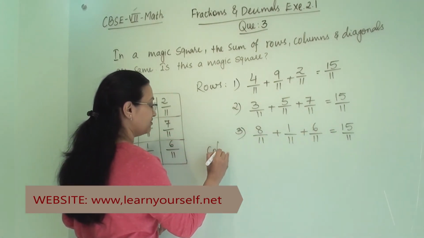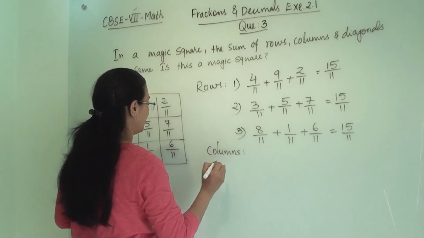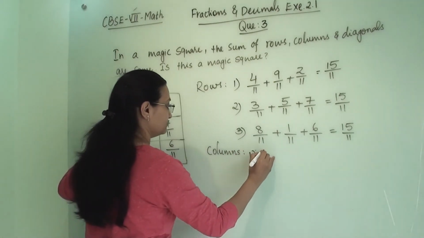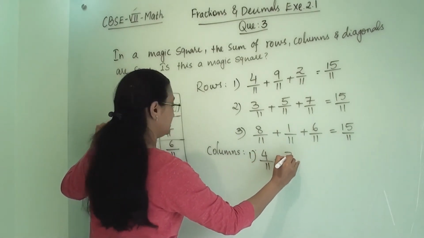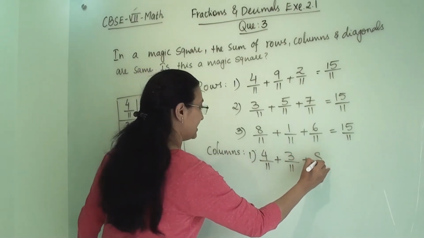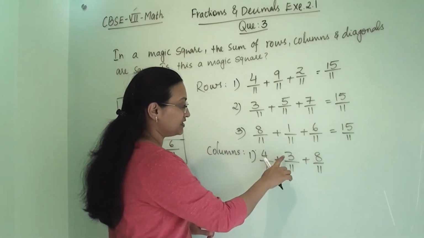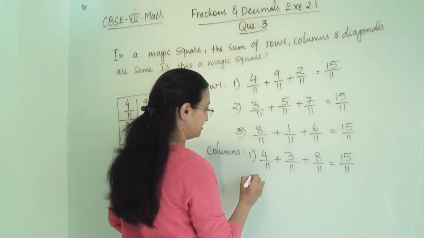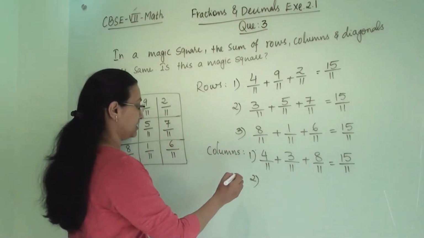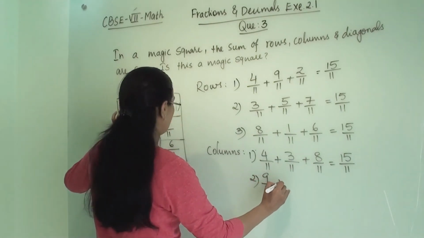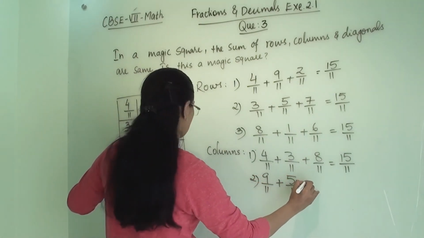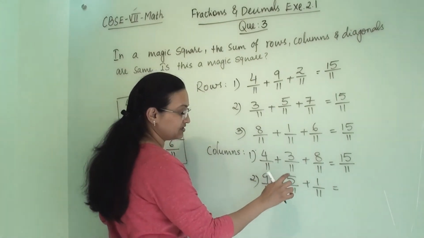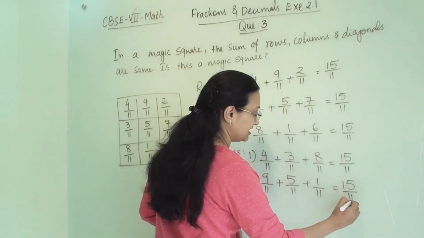Now let us check for the columns. So the first column is 4 by 11 plus 3 by 11 plus 8 by 11. So 4 plus 3, 7, 7 plus 8, 15. So 15 by 11. Now the second column: 9 by 11 plus 5 by 11 plus 1 by 11. So 9 plus 1, 10. 10 plus 5, 15. 15 by 11.